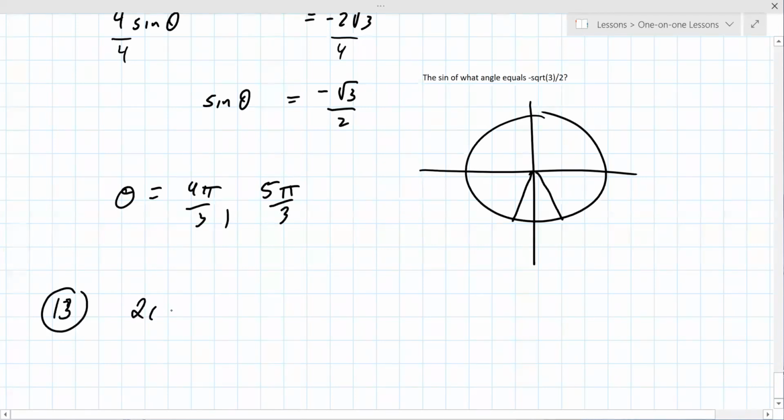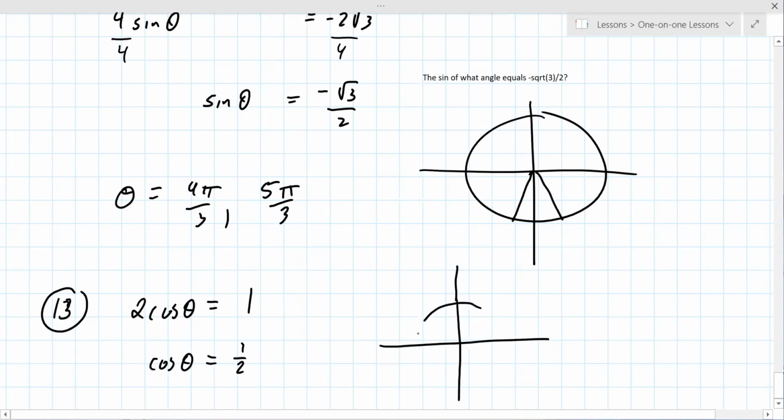So you're isolating the cosine theta. So cosine theta equals 1/2. So again, it's asking where on the unit circle is the x coordinate 1/2. Oh, okay. Oops, it's not that second one. It ends up being there and there. So you want those 2 angles. So give me those 2 angles, please.